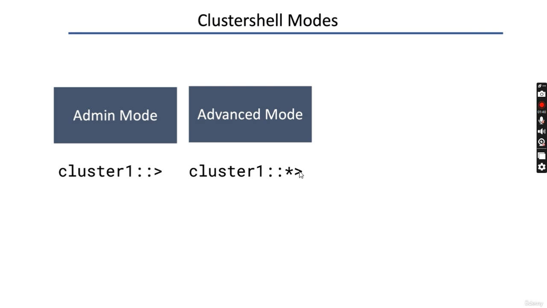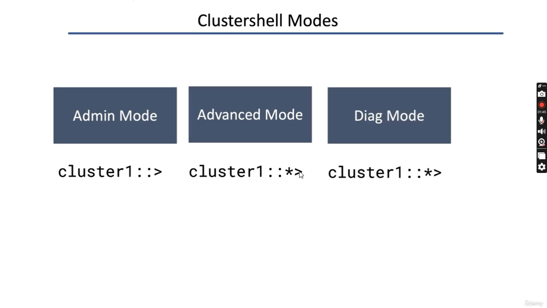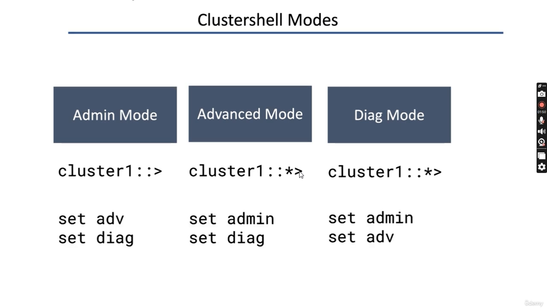However, if you want to access advanced or even diagnostic commands, you can change modes. Changing modes means that you get more commands at your disposal. NetApp advises to be careful in these modes because you can inadvertently destroy things. To change to the advanced mode, you type set advanced, and diag will require set diag or set d. Your prompt will change to cluster name, 2 colons, and then an asterisk, followed by the greater than sign. So to make a long story short, you can switch between the modes by simply typing set and then the mode you want to go to from any of the 3 modes.